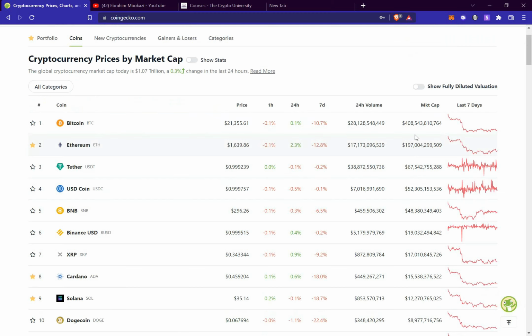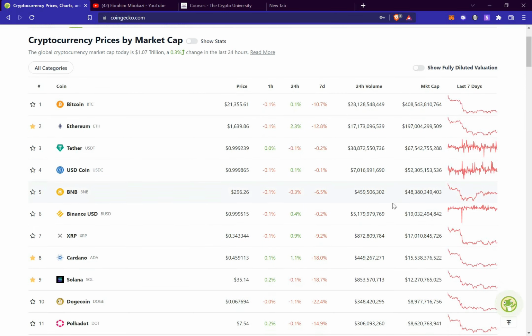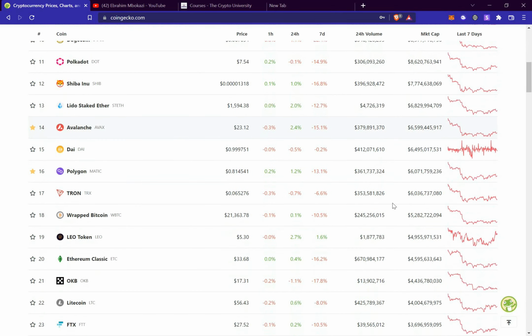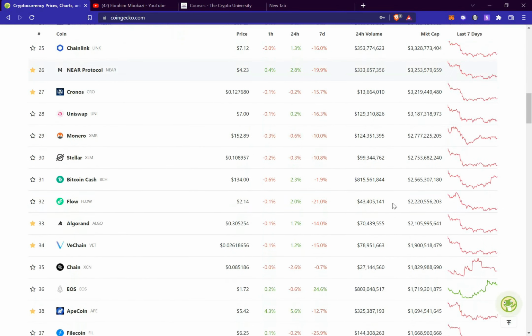As you can see, Bitcoin is the number one token because it has the highest market cap of over $400 billion, followed by Ethereum. And as we go down, the market caps get lower and lower.